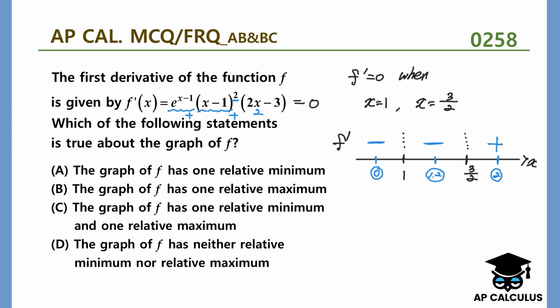So let's look at the behavior of the graph of f. If f prime is negative, then f is decreasing here, right? Still negative, decreasing, positive. What happens? It increases, right? So we have one relative minimum at x equals 3 over 2, right? So the answer has to be A. The graph of f has one relative minimum, right?